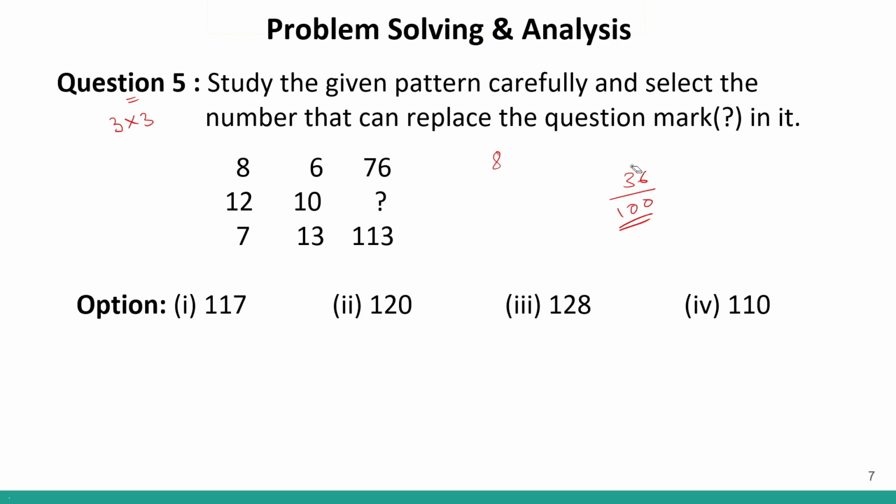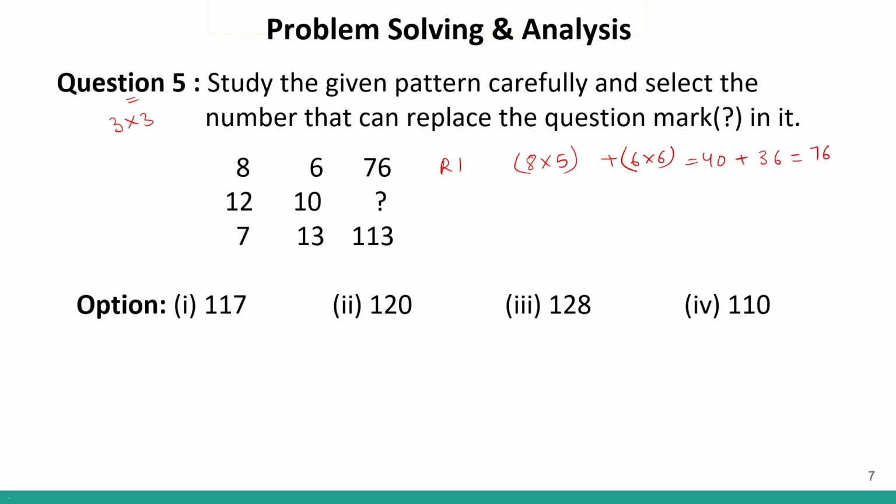Now, if I subtract them also, then also I'll not get it. So let us try some other method. I'm trying for row 1 first. If I multiply 8 by 5 and I multiply 6 by 6, this will be 40 and this will be 36. So this will give me 76.